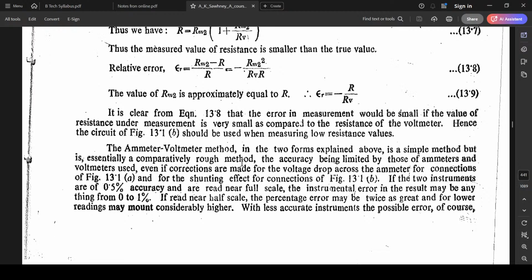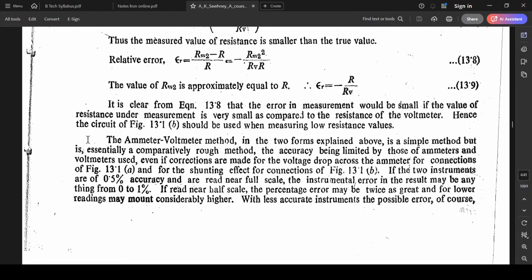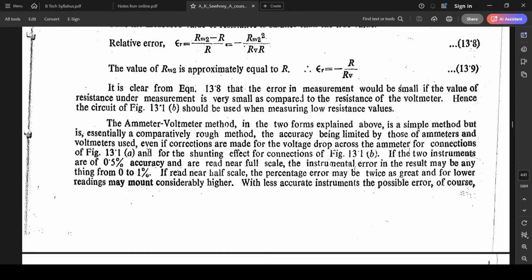Okay, okay. It's talking about the method. It's a simple method, but essentially a comparatively rough method, with accuracy being limited to that of the meters used, even if the corrections are made for the voltage drop across the ammeter and for shunt effect for the connections. If two instruments are 0.5 accuracy and are read near full scale, they should be from 0 to 1%. Okay.